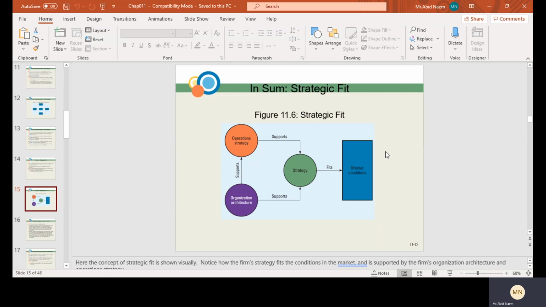Market dynamics are constantly changing. Likewise, a new monetary policy or new government regulations can be announced. So if your strategy is not aligned and customized within operation strategy and organizational architecture, it is not going to complement the market conditions in which you are operating.